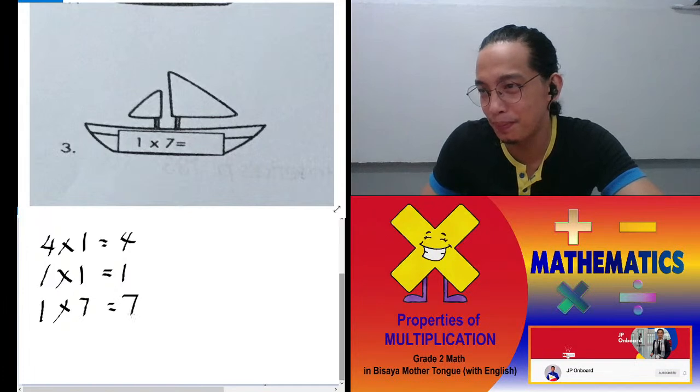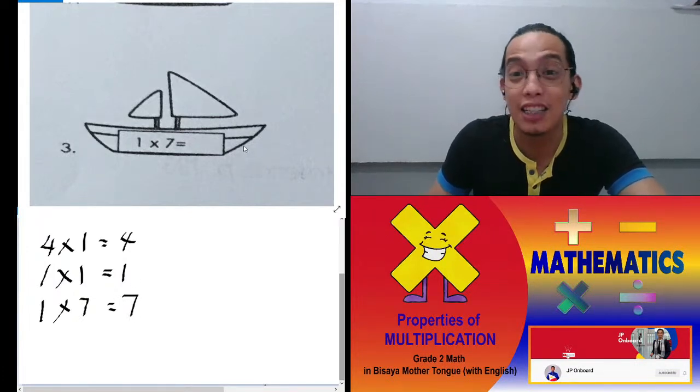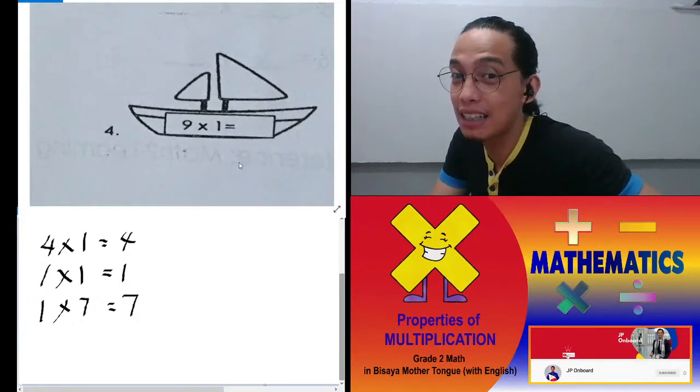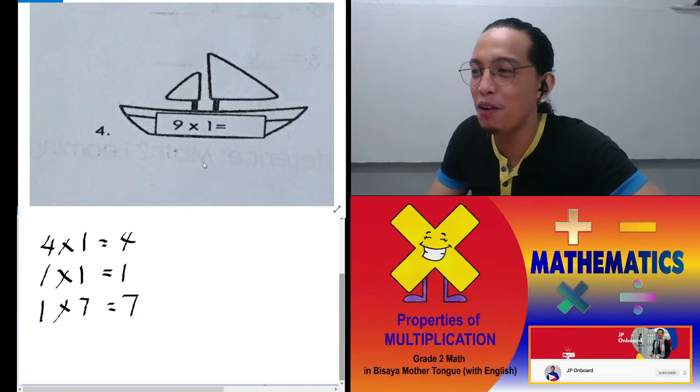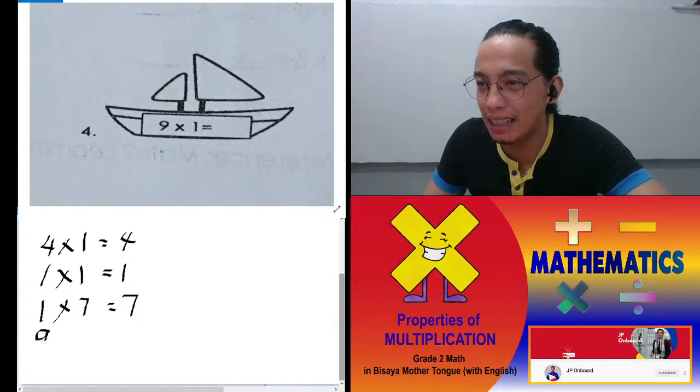7. Okay, you can see there's a boat. And now you can see another boat with this number sentence. 9 times 1.